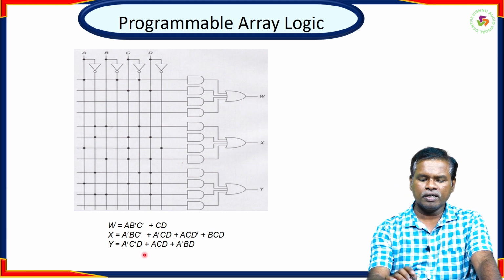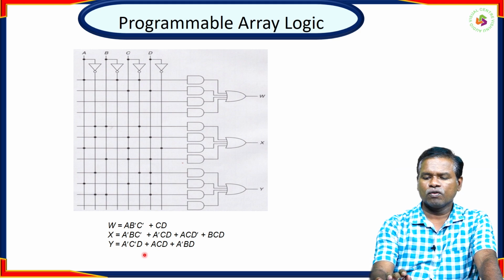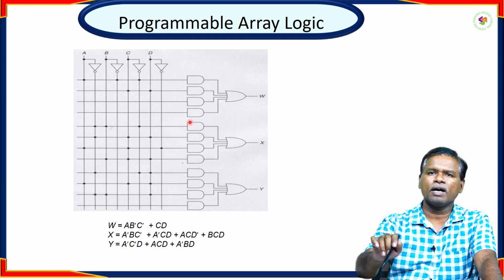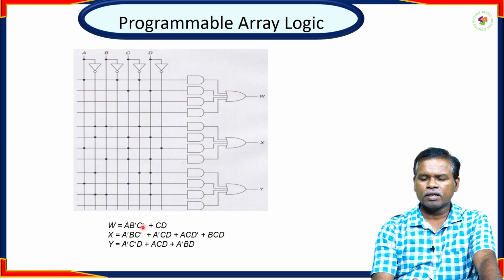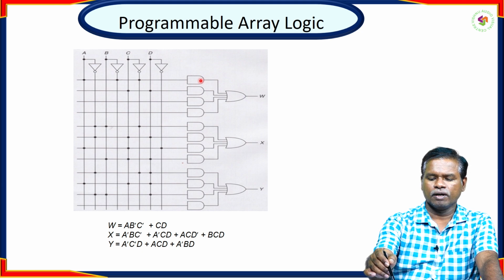So in the implementation, for the first one W, there are actually only two product terms, but we are giving the output of four AND gates as input to the OR gate. Why? Because here the OR array is fixed. That means the input to the OR array is fixed, whereas the AND array is programmable. Since only two product terms are there, from the first AND gate we get A B' C', and from the second AND gate we get CD.